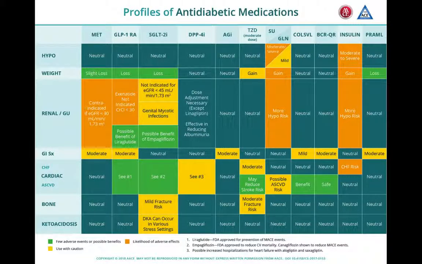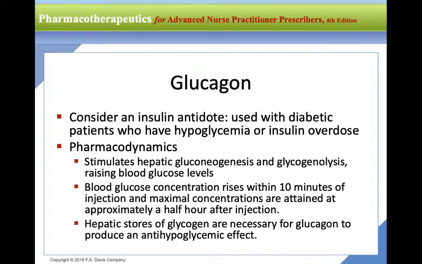Some profiles just of tolerability of medications, which is a great slide to just keep in hand for treatment of patients. Okay, so real quickly, we're going to move on to other medications. So glucagon. Glucagon is considered an insulin antidote. So these are for patients who are hypoglycemic or have had an insulin overdose and are non-responsive. If your patient's responsive, use glucose tabs, use a soft drink with sugar in it, use something else, a glucose gel. But if they're unresponsive, you want to give glucagon.